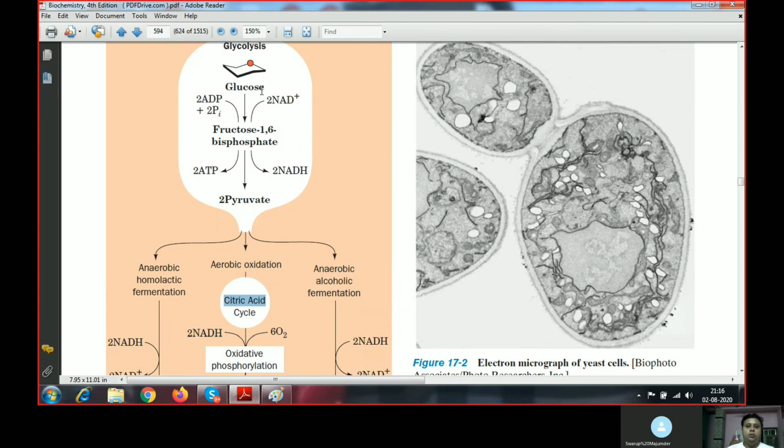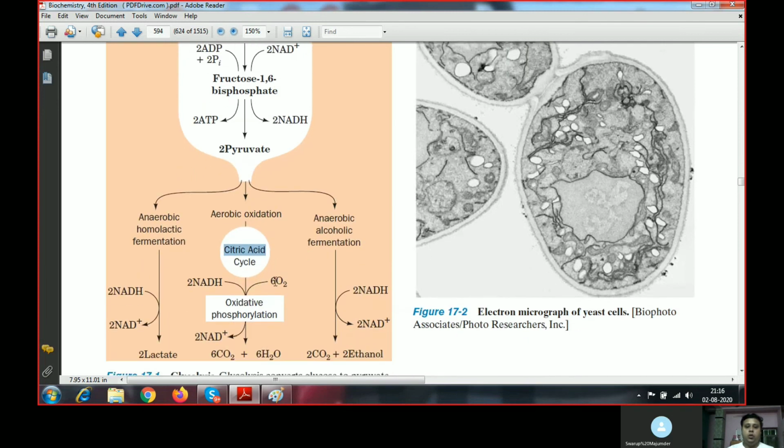So ultimately, glucose plus 6O2, you are using 6O2 here, equals 6CO2 and 6H2O. So this is the overall picture of glycolysis and the aerobic and anaerobic fates of pyruvate.